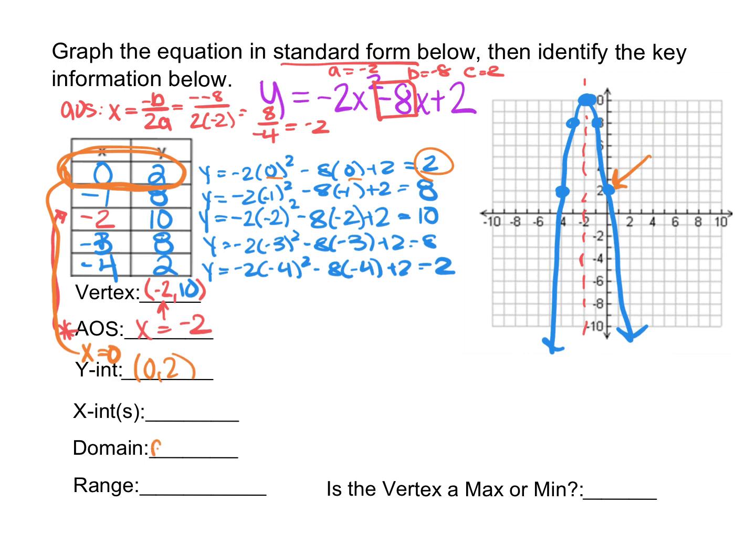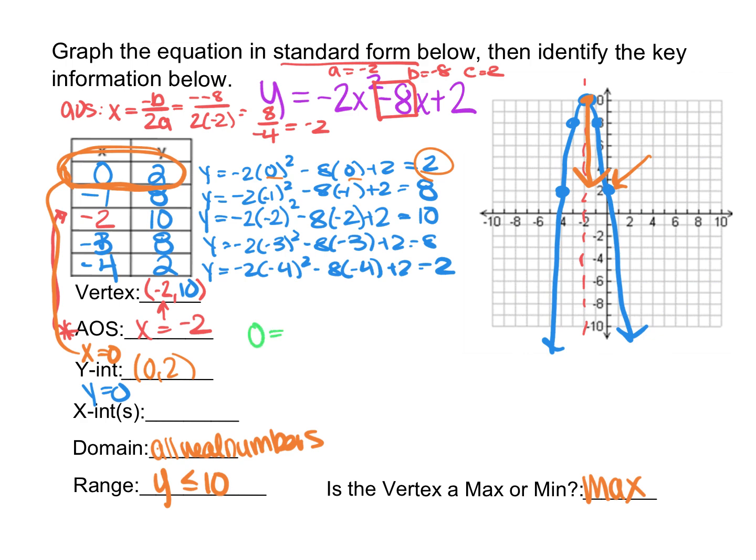Our domain, we can see, is all real numbers. Our range, we can see, is y is less than or equal to 10, because it's at 10 and then goes down. We can see that our vertex is a maximum point, and so the last thing we need to do here is calculate our x-intercept points. And what we need to remember about our x-intercept points is those occur when y is equal to 0. So what we're going to do is plug 0 in for y.